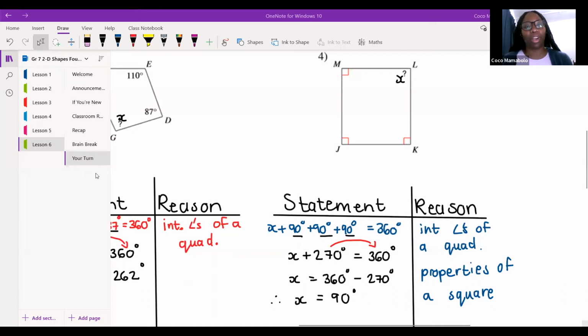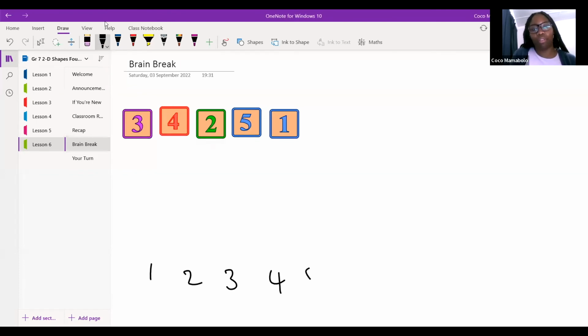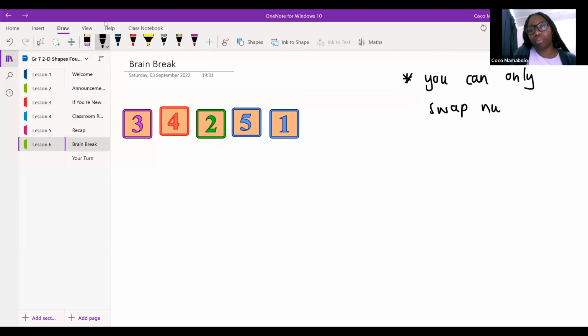Okay, we're going to do a quick brain break. I hope you guys are ready. Okay, we're going to do the brain break. Okay, and remember, guys, how we do this. At the end of this, we want to have all of these numbers in order. So we want 1, 2, 3, 4, 5 at the end. But I'm going to add a condition to that. My condition is that you can only swap numbers next to each other.